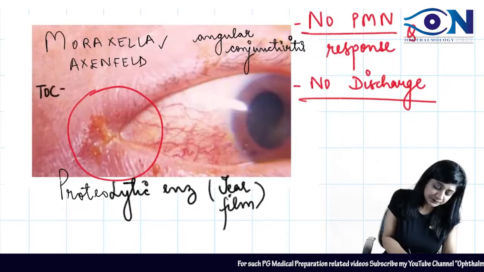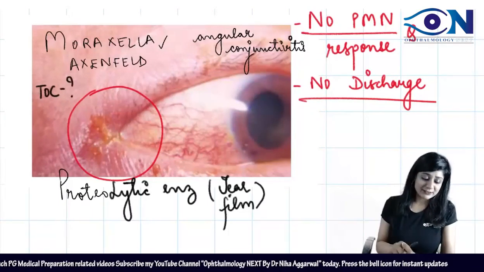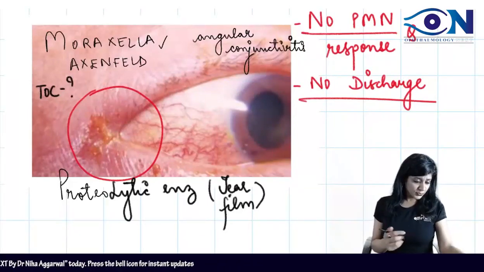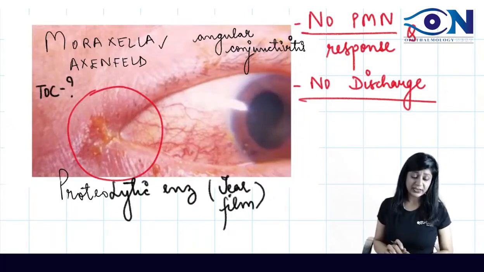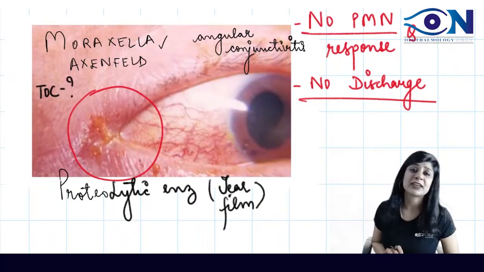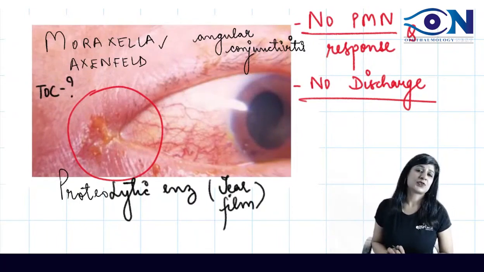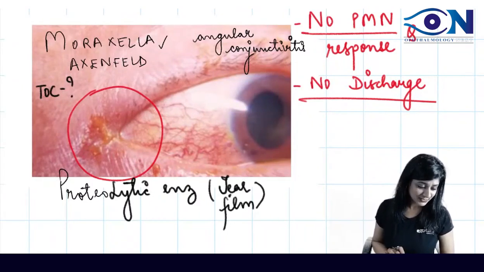Come on. What is the treatment of choice for the angular conjunctivitis, which is caused by Moraxella Exenfeld? So, everybody of you are correct. Now, you have to tell me the treatment of choice, because maximum times when they're asking the question on Moraxella Exenfeld or the angular conjunctivitis, they are asking you the treatment. So, anybody who knows what is the treatment?